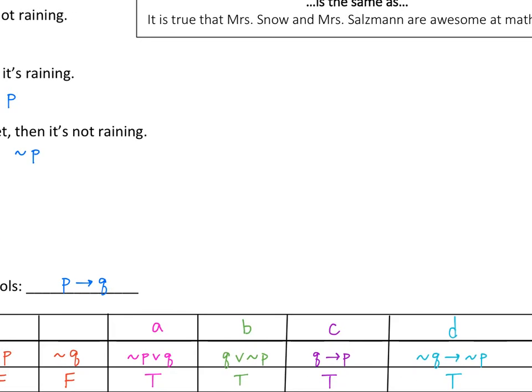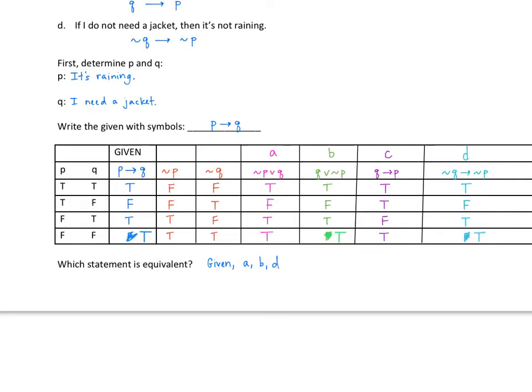And then we'll need a column for our D statement, which was not Q implies not P. I want you to go ahead and fill out those columns, fill out your truth table, come back and let's compare to see which statements are in fact equivalent. Okay, check your truth value table, all right?